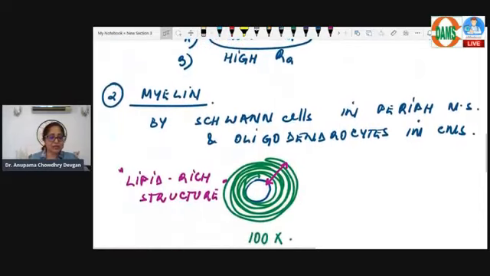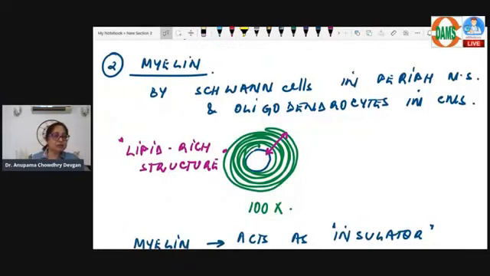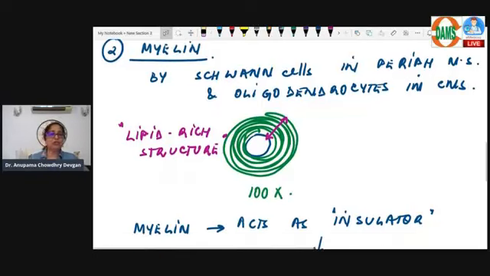Myelin, the second factor which affects the velocity of conduction, is the presence of myelin. Myelin is produced by Schwann cells in the peripheral nervous system, and oligodendrocytes in the central nervous system. Myelin is produced by the Schwann cell, which wraps itself around the axon. So these are successive layers of cell membrane of the Schwann cell. They get compacted, and that forms the myelin.